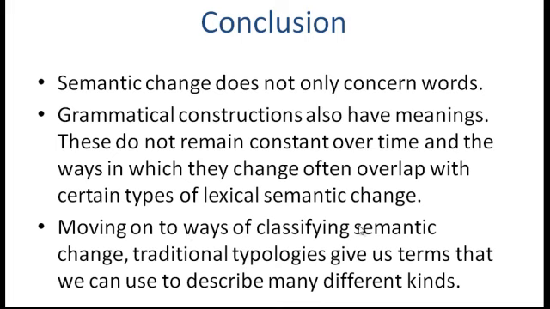Moving on to ways of classifying semantic change. Traditional typologies give us terms that we can use to describe many different kinds. So there is an advantage to these changes: we are able to have a variety of ways of talking about something. And when it comes to writing, people may want to choose irony. Remember when we talked about irony? People may also want to use metonymy and so on to make their writing interesting.